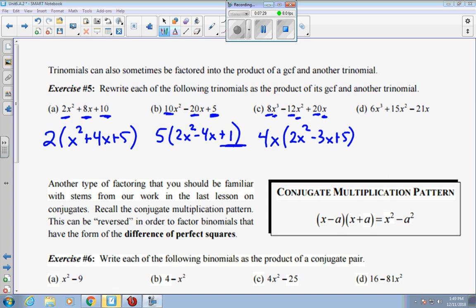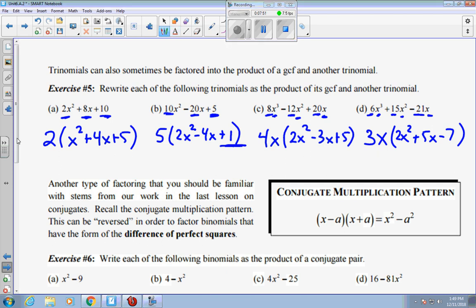Letter D, 6, 15, 21. I can take a 3. With the x's, the max I can take out is just 1x, and then I'm left with 2x squared plus 5x minus 7. And that's the GCF of those trinomials.